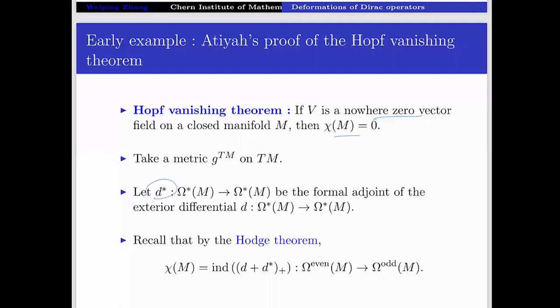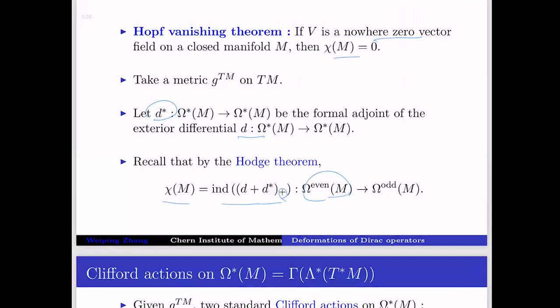Then by the Hodge theorem, it is well known that the Euler characteristic is indeed equal to the index of this de Rham-Hodge operator. And this plus means that we map the even forms to odd forms. So this is a standard formula, or you can view it as a definition, for the Euler characteristic. And on this exterior algebra, there's a very nice geometrical structure.